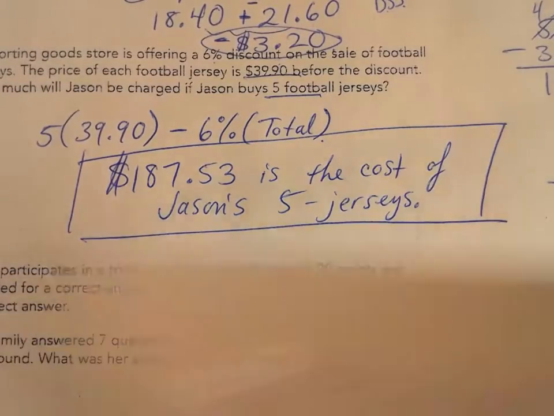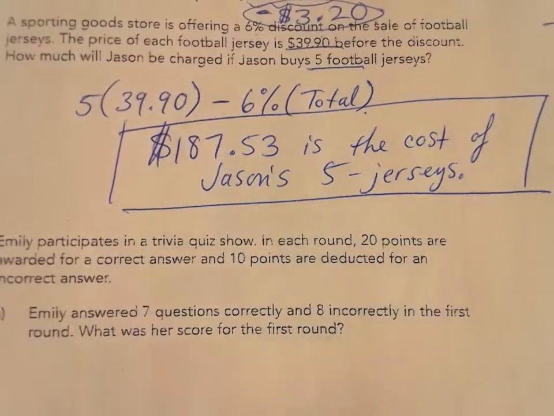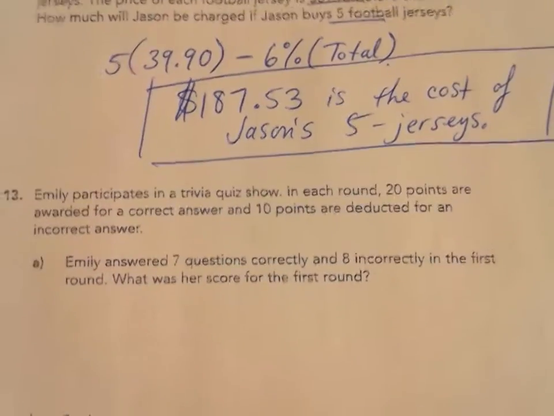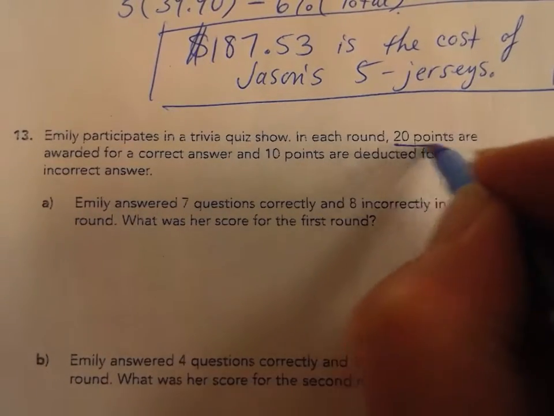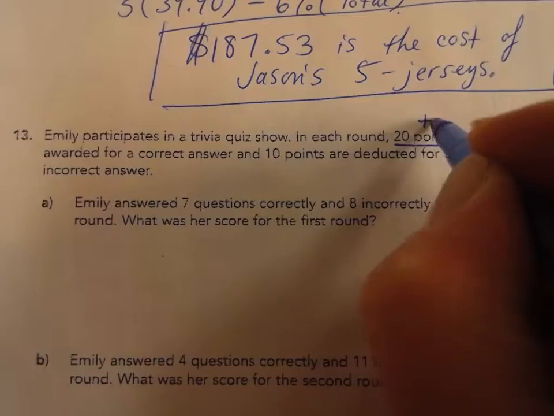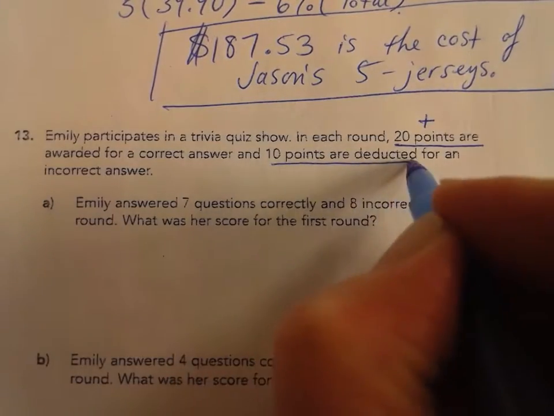All right, number 13. I think this might be our last one. It says Emily participates in a trivia quiz show. In each round, 20 points are awarded for a correct answer and 10 points are deducted for an incorrect answer. Ooh, 20 points are awarded, so that's a positive. And 10 points are deducted. That's a negative.